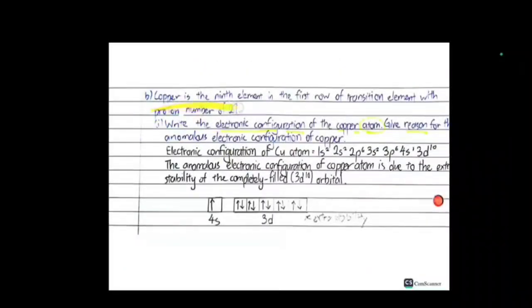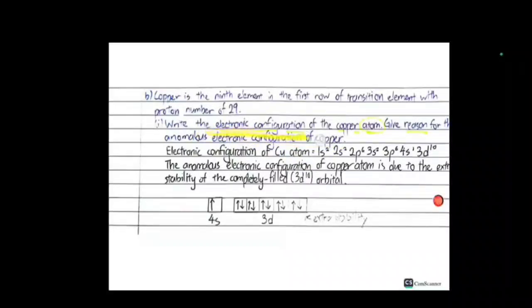Copper is the 9th element in the first row of transition elements, with a proton number of 29. Write the electronic configuration of the copper atom. Give a reason for the anomalous electronic configuration of copper.